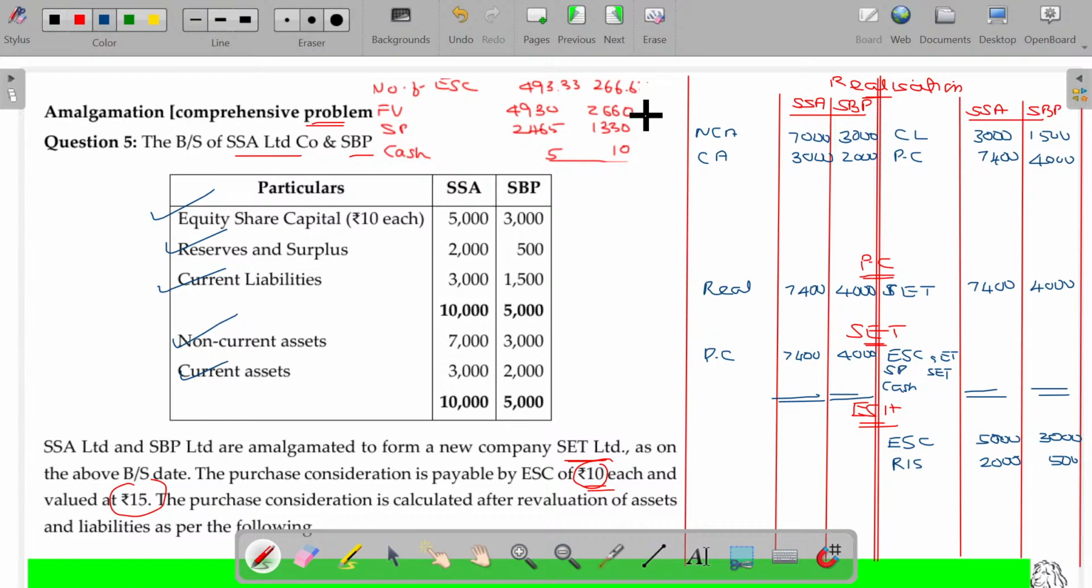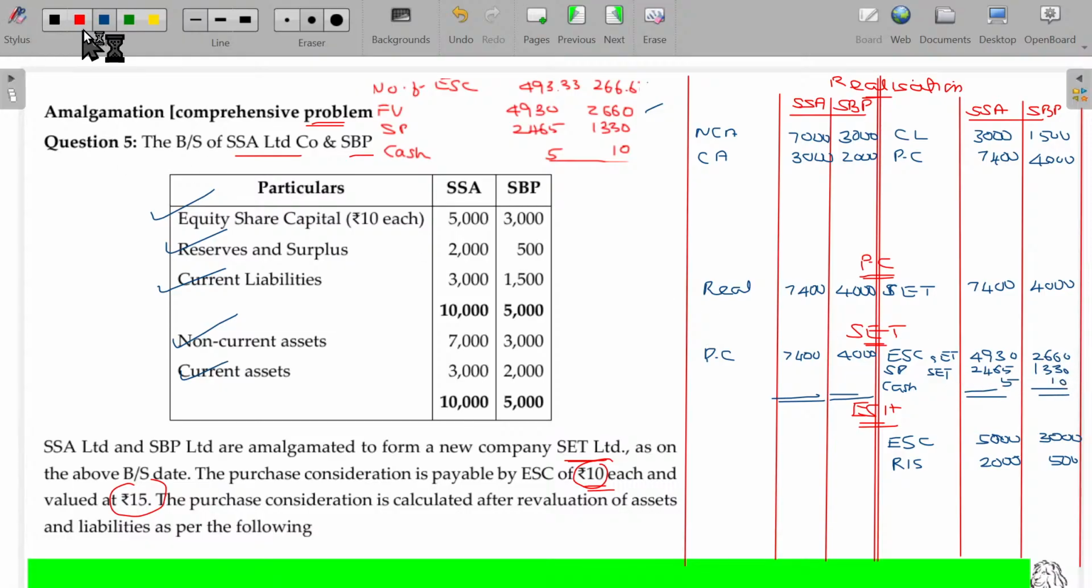So what is that value? Equity share capital being 4,930, 2,660. Securities premium 2,465, 1,330, 5 rupees and 10 rupees. The money offered by set will be given to the equity shareholders.